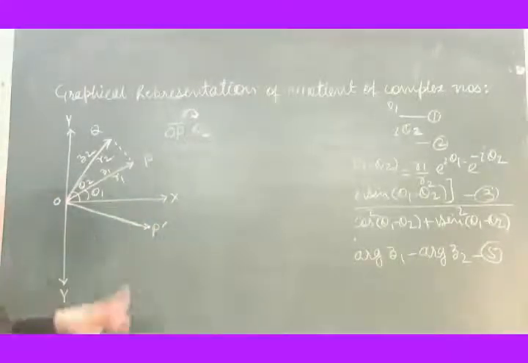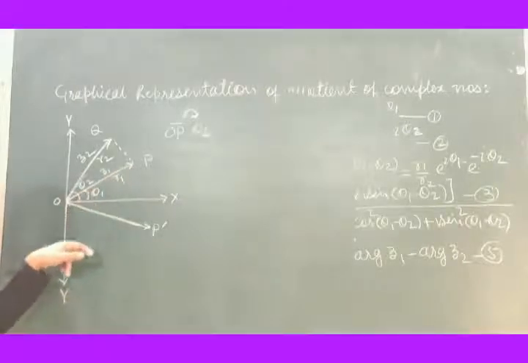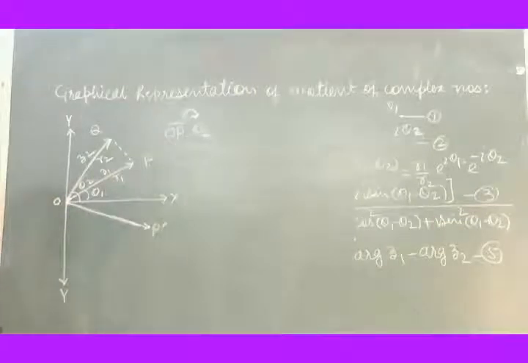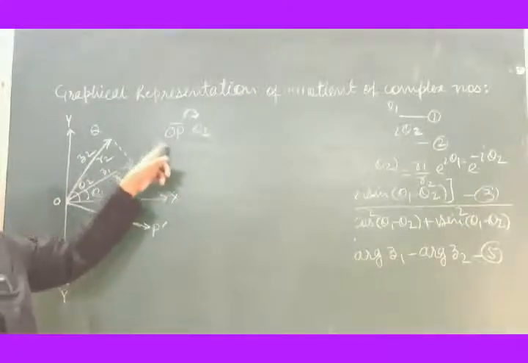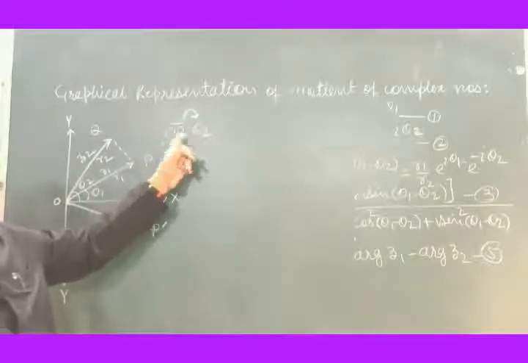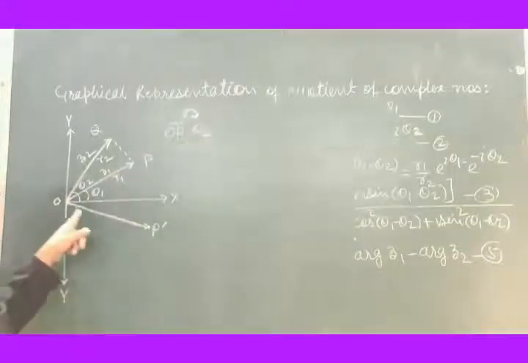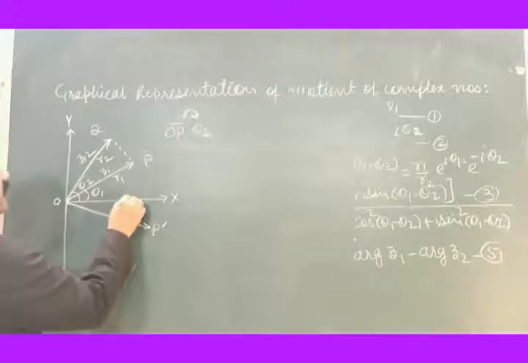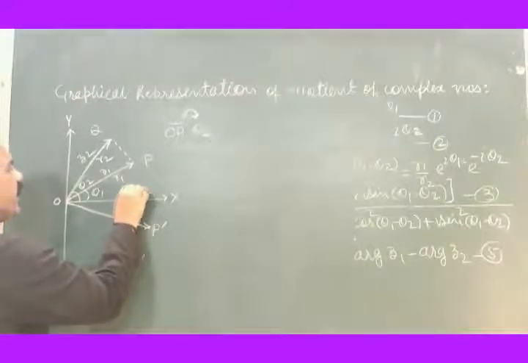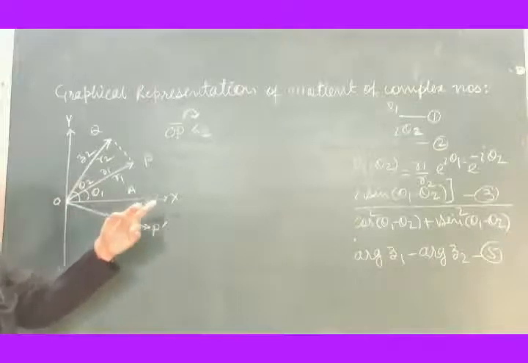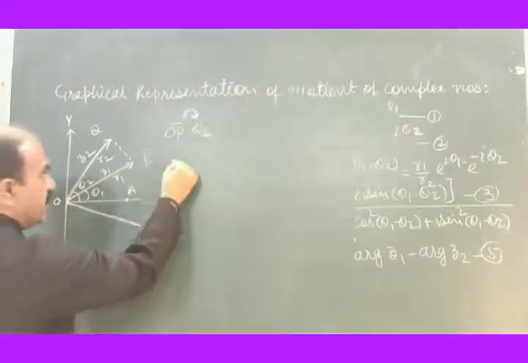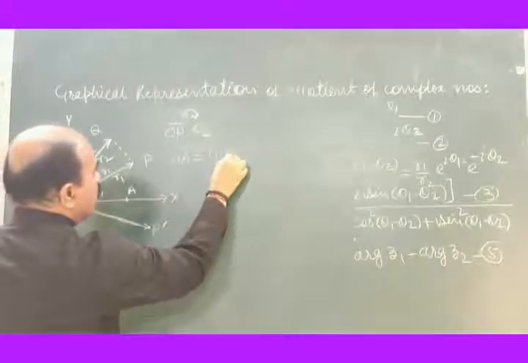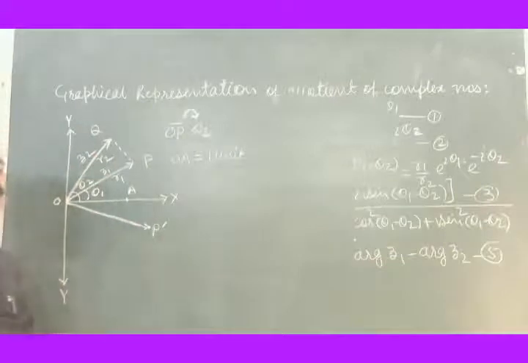After rotating vector OP through angle theta 2 in the clockwise direction, we got vector OP dash. Then let us select a point A on the axis OS such that OA is equal to 1 unit. Length of OA is 1.